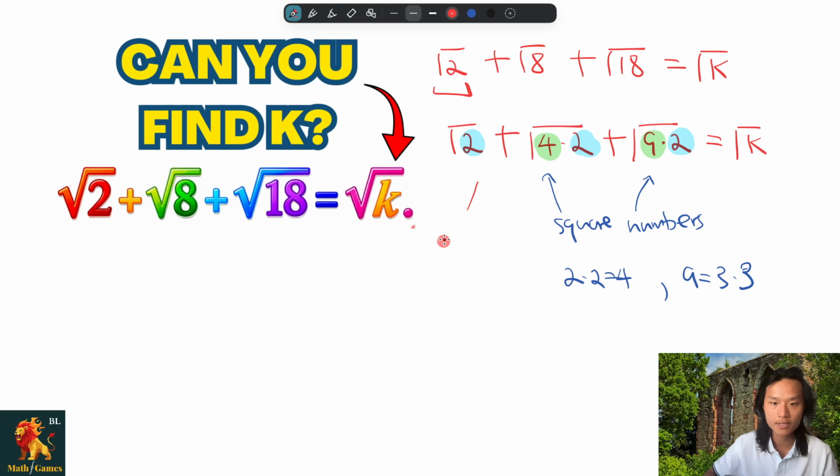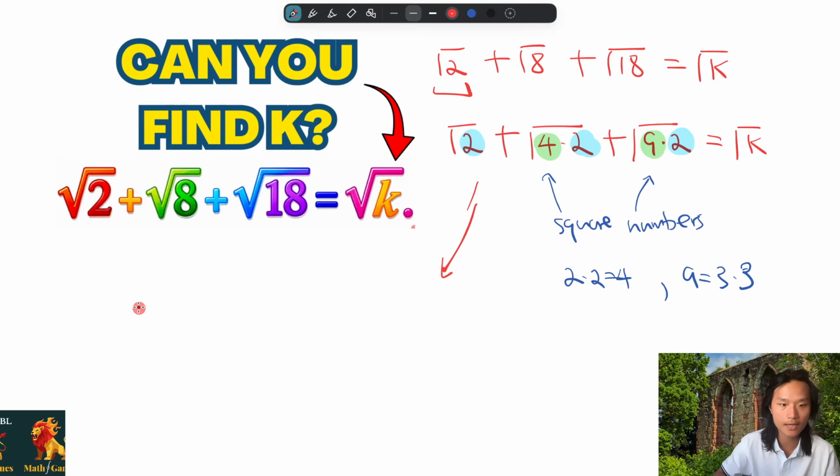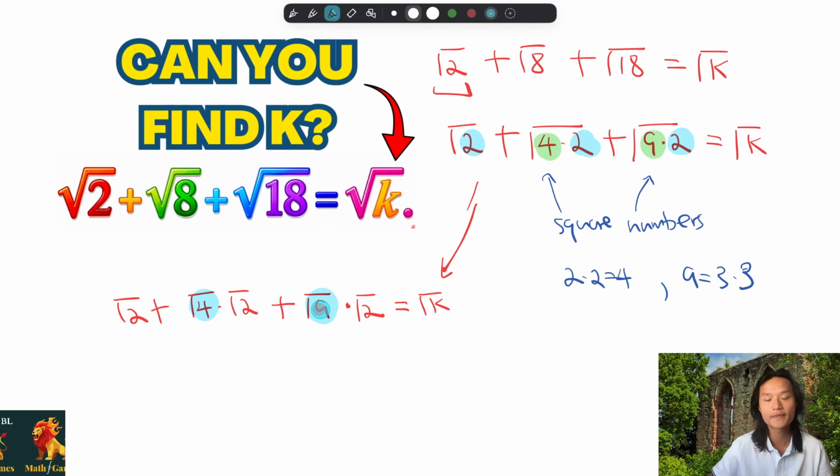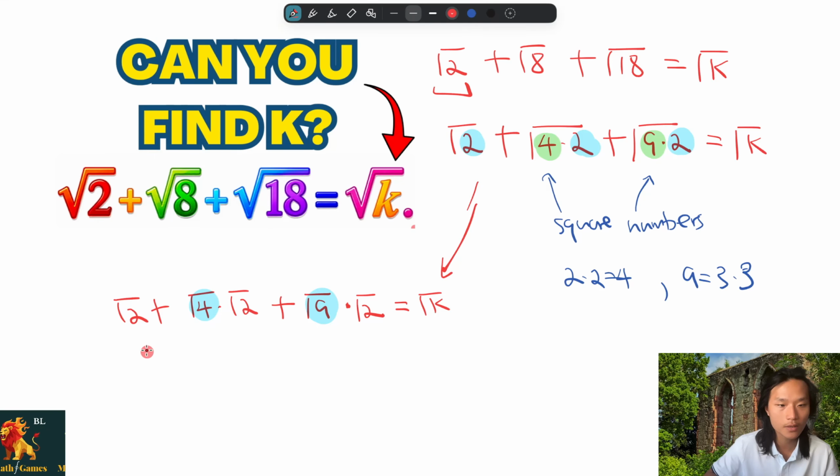So we can rewrite our equation as square root of 2 plus the square root of 4 times the square root of 2 plus the square root of 9 times the square root of 2 equals square root of k. And then we can just simplify them, right? We know the square root of 4 is 2, and the square root of 9 is the number 3. So square root of 2 plus 2 square root of 2 plus 3 square root of 2 equals square root of k.